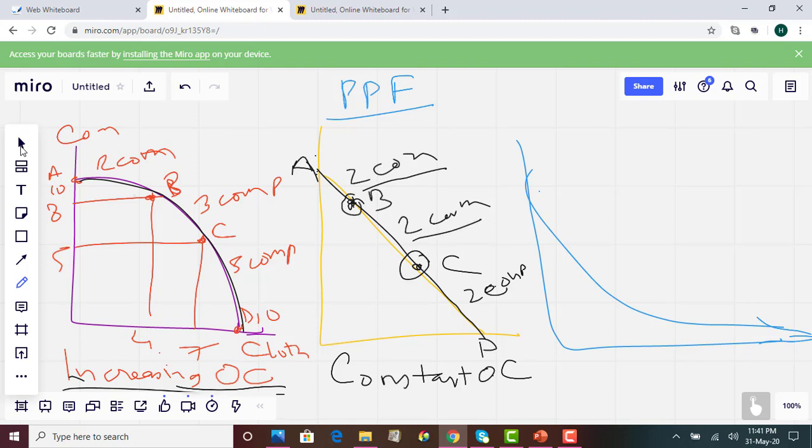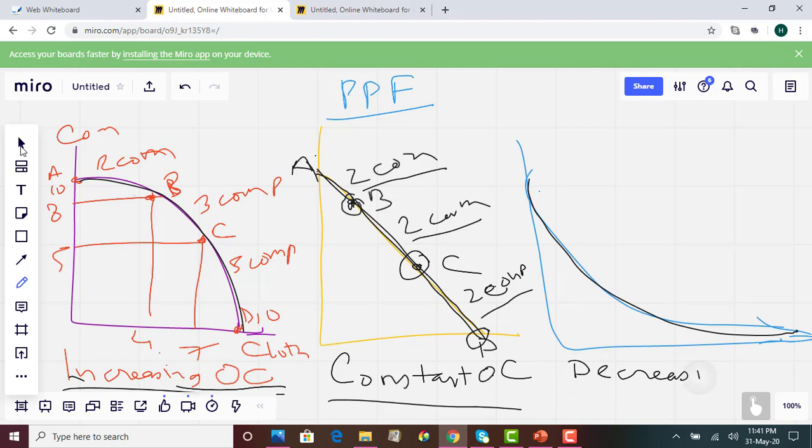If you move from point C to D, the opportunity cost is still 2 computers. So opportunity cost remains fixed or constant, and therefore the PPF is a downward sloping straight line. If it's an increasing opportunity cost, it will be bulging outwards. If it's a constant opportunity cost, it will be a straight line. Now it will be bulging inwards if it is a decreasing opportunity cost.